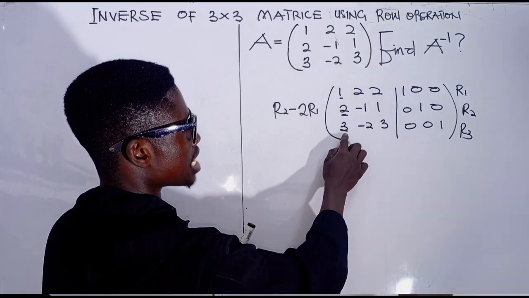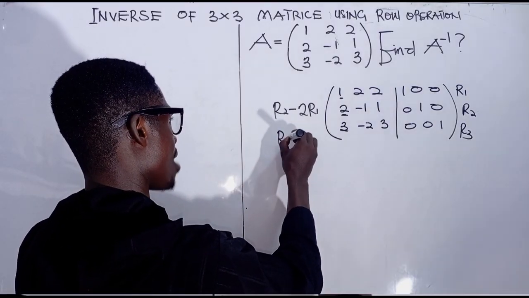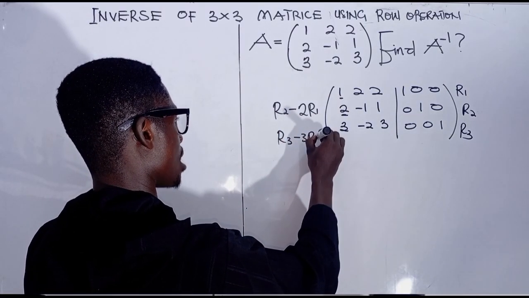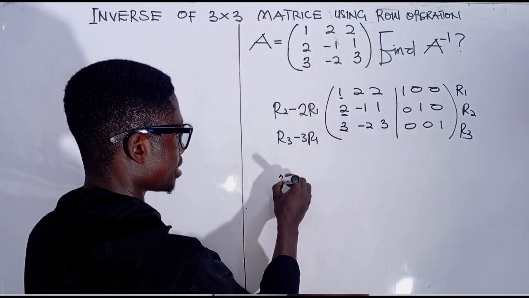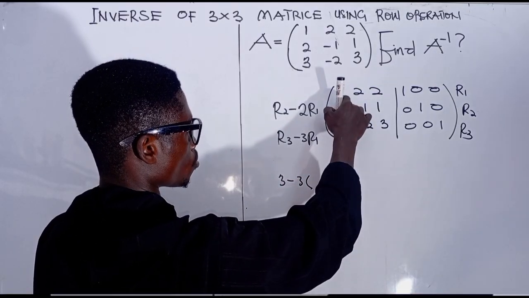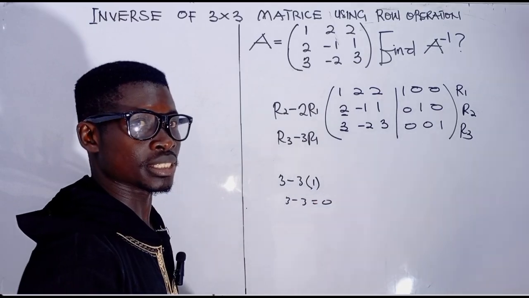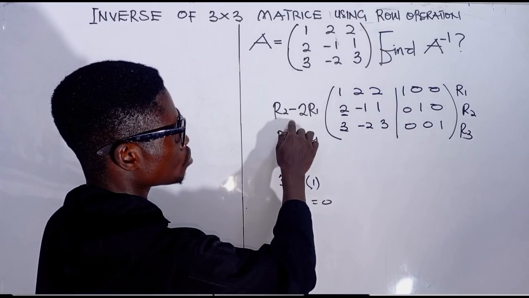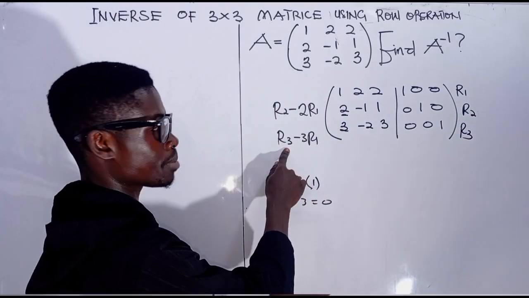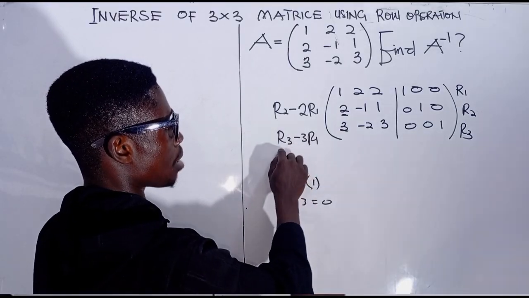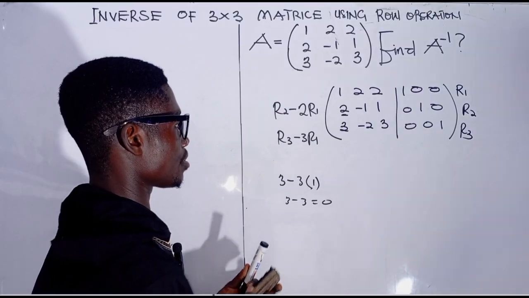Now I also want this entry to be 0 as well. When you perform the operation R3 minus 3 R1, this entry is going to be 0. So we have R3, which is 3, minus 3 times R1, which is 1. So 3 minus 3 gives us 0. Now remember that these rules affect all the entries in row 2. The same thing applies to this rule: we are going to apply it on each of the entries in row 3. Kindly take note of that.